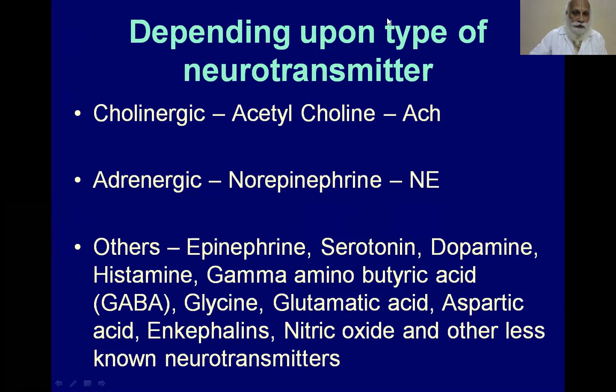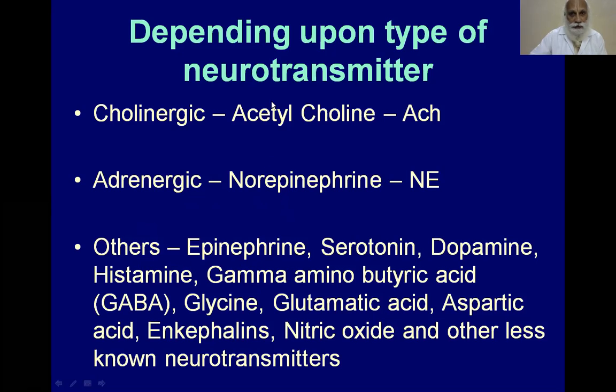Now, depending on the neurotransmitters, essentially you can use the name of the transmitter and add "ergic." Cholinergic: acetylcholine is the transmitter. Norepinephrine is the transmitter for most of the adrenergic terminals. You also have other terminals which have a neurotransmitter other than norepinephrine, like epinephrine, histamine, and dopamine.